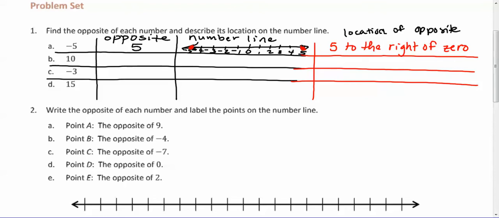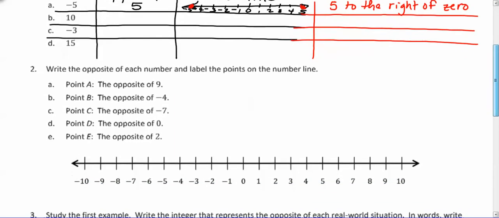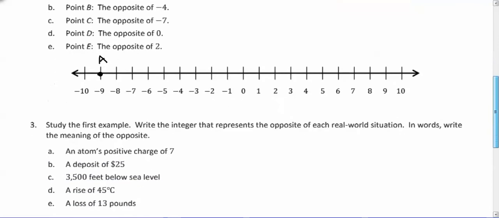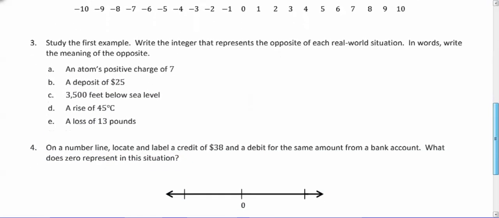All right. Anyway, the next one says write the opposite of each number and label the points on the number line. So they give you a number line down here for that one. So point A is the opposite of 9. So the opposite of +9 is going to be -9. So you're going to put a dot there and put point A. Okay. Question 3 says study the first example. Write the integer that represents the opposite of each real-world situation.